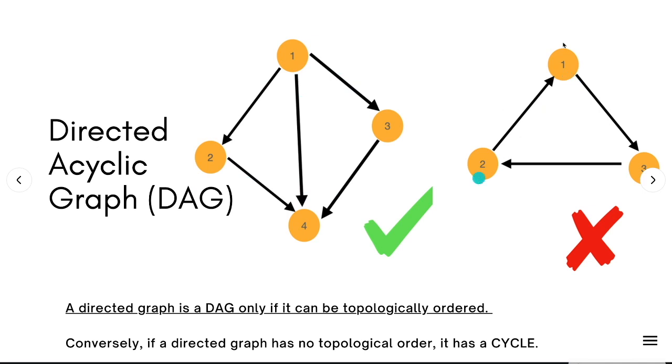So for example, if you go from 2 to 1 and 1 to 3, and then you again go from 3 to 2, the one on the right is not a DAG. The one on the left side is a directed acyclic graph, or a DAG.